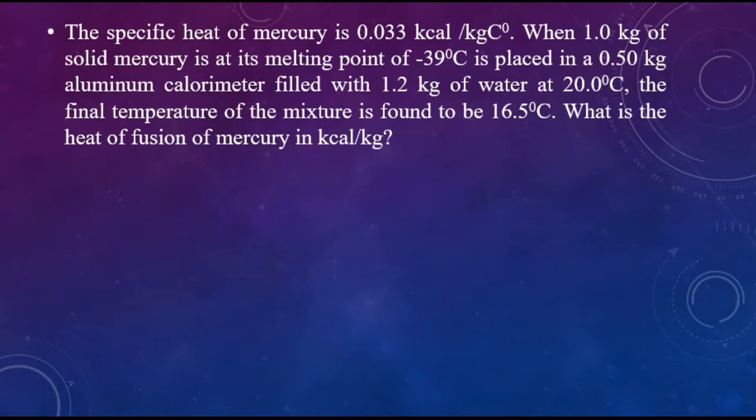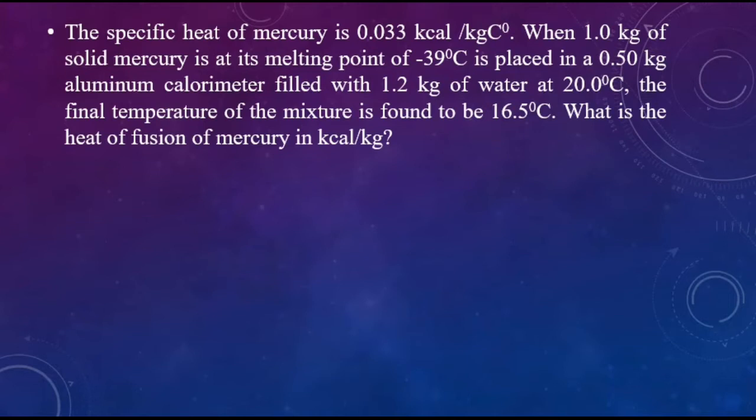The specific heat of mercury is 0.033 kilocalorie per kilogram Celsius degree. When a 1.0 kilogram of solid mercury at its melting point of negative 39 degrees Celsius is placed in a 0.5 kilogram aluminum calorimeter filled with 1.2 kilograms of water at 20 degrees Celsius, the final temperature of the mixture is found to be 16.5 degrees Celsius. What is the heat of fusion of mercury in kilocalorie per kilogram?